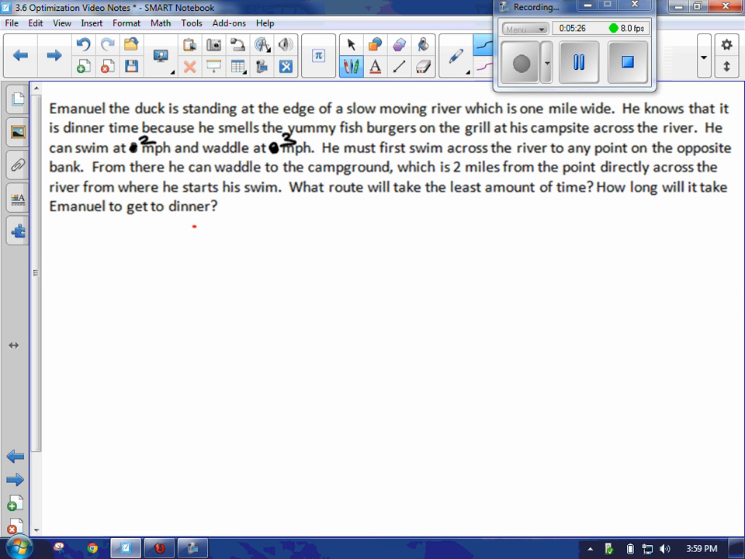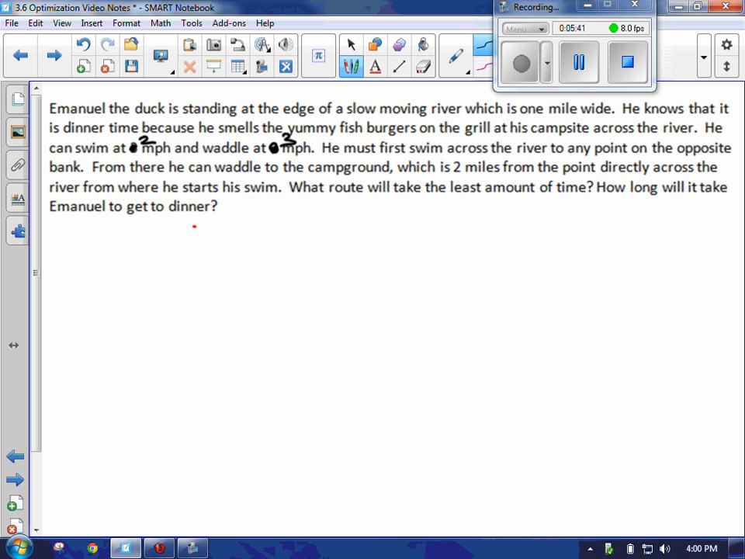So he must first swim across the river to any point on the opposite bank. From there, he can waddle to the campground, which is 2 miles from the point directly across the river from where he starts his swim. What route will take the least amount of time, and how long will it take Emmanuel to get to dinner?